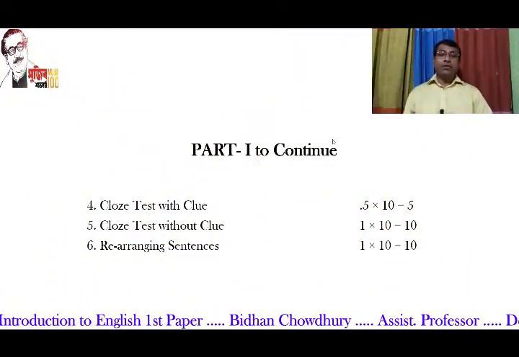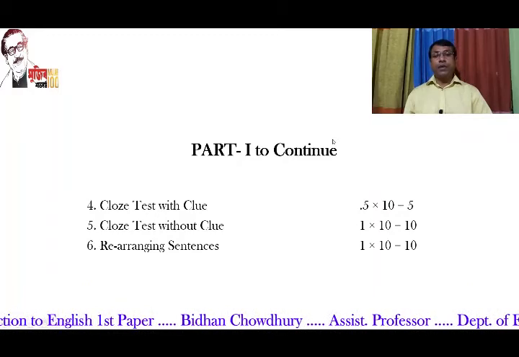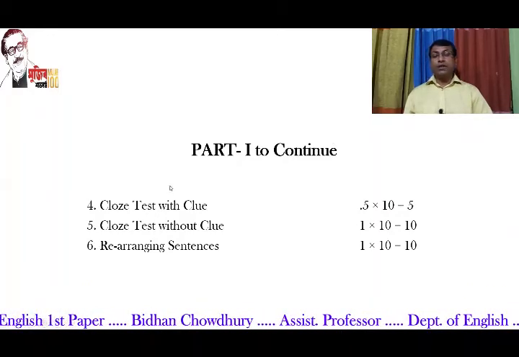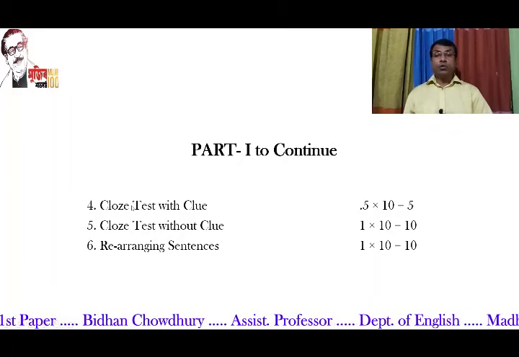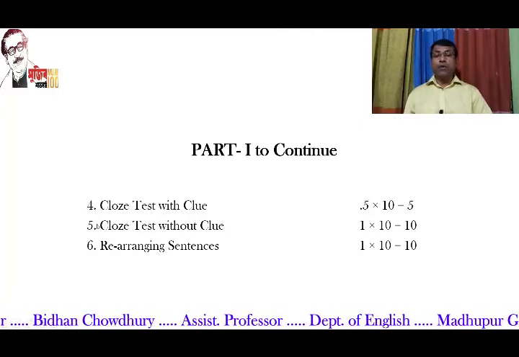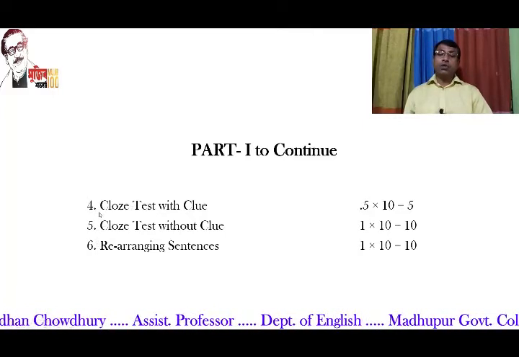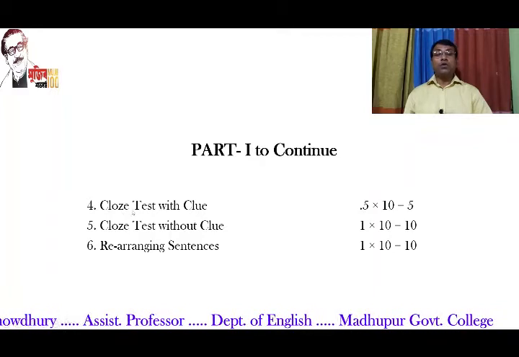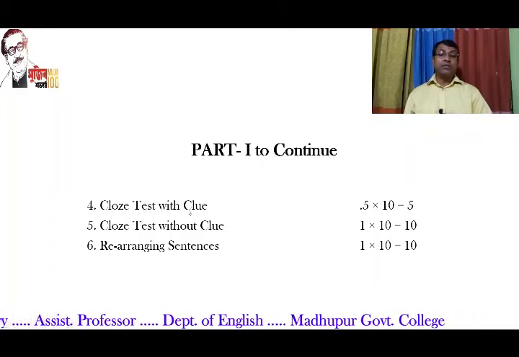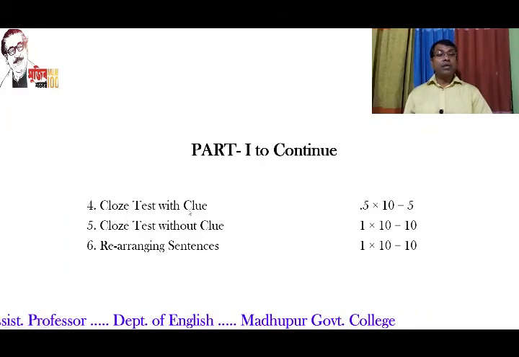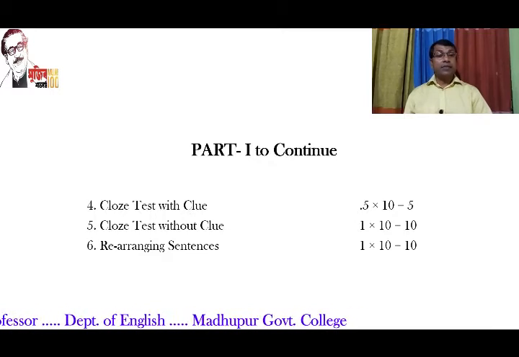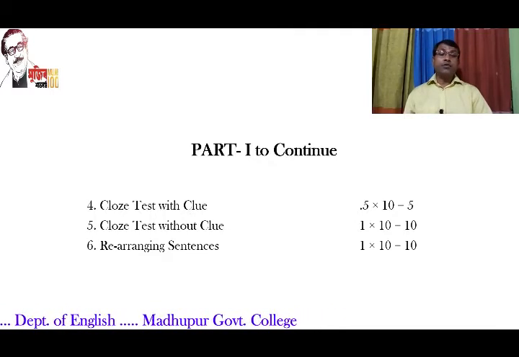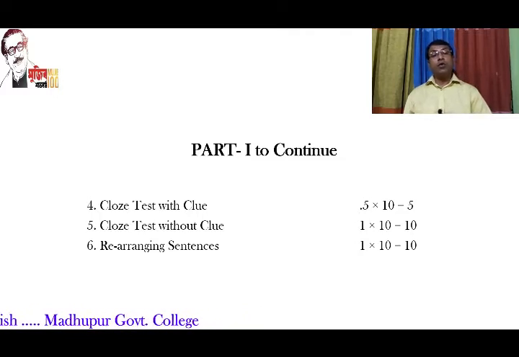And here in this slide, you can see part 1 to continue, and you can see 3 types of question here. Question number 4, 5 and 6. In question number 4, students will have cloze test with clue. That means a passage will be given with 10 gaps, and these gaps should be completed with suitable words taken from the box given above the passage. And this is called cloze test with clue.